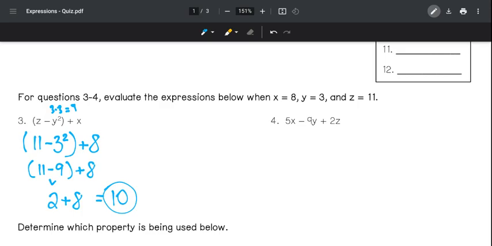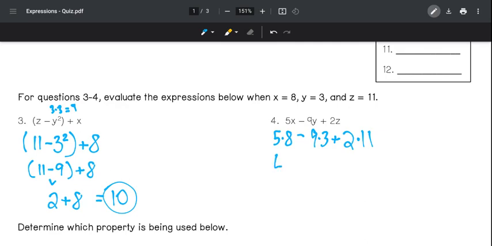All right, number 4, 5x minus 9y plus 2z. That means we're multiplying, okay? So 5 times 8 minus 9 times 3 plus 2 times 11. When the numbers are next to variables and there's no sign, it means to multiply. So now we need to do all of our multiplication before we can subtract and add.